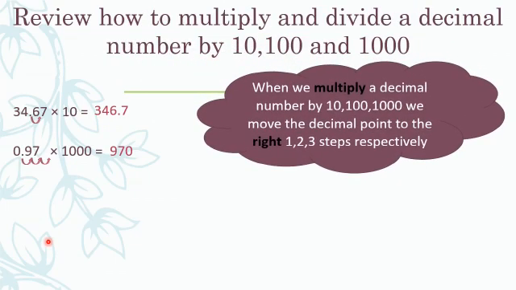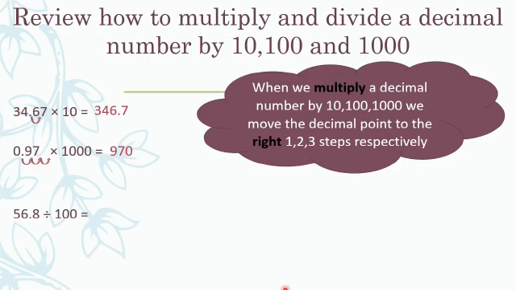So, when we multiply a decimal number by 10, 100, 1000, we move the decimal point to the right 1, 2, 3 steps respectively. Like here, we are multiplying by 10, we move the decimal point one step to the right. As for here, we are multiplying by 1000, we move it 3 steps to the right. And if we are multiplying by 100, we are going to move it 2 steps to the right.